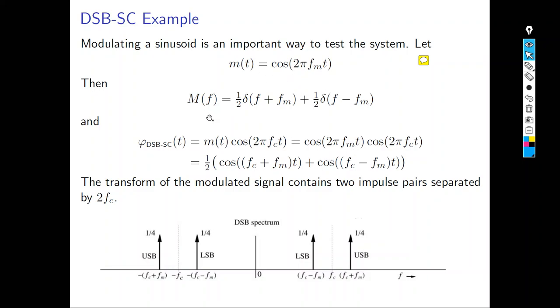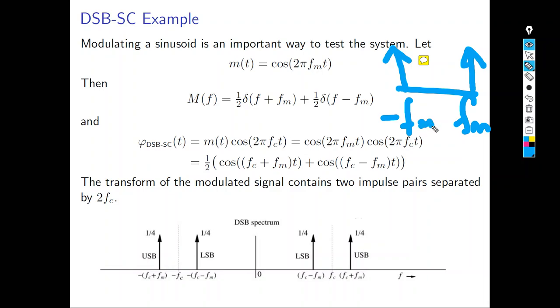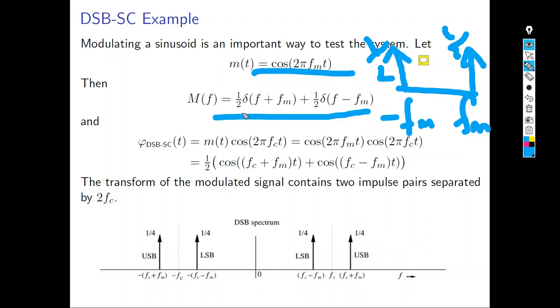M of T is cosine. What's M of F? Half delta F plus FM plus half delta F minus FM. Everybody knows this. What's the Fourier transform of cosine? Two deltas, one on positive, one on negative. How to draw them? One here and one here. What's this? FM. What's this? Minus FM. This is the Fourier transform of cosine, and this is how you write it in math. If this one is half, what's this? Half. Good.